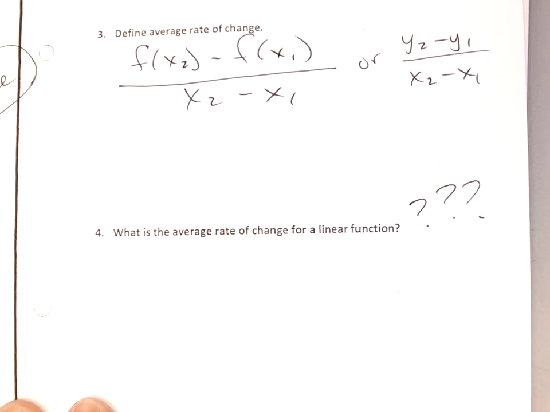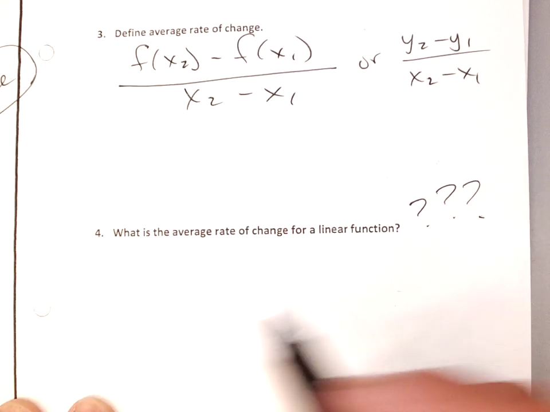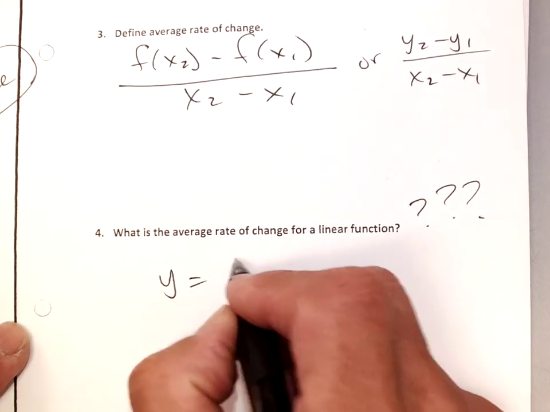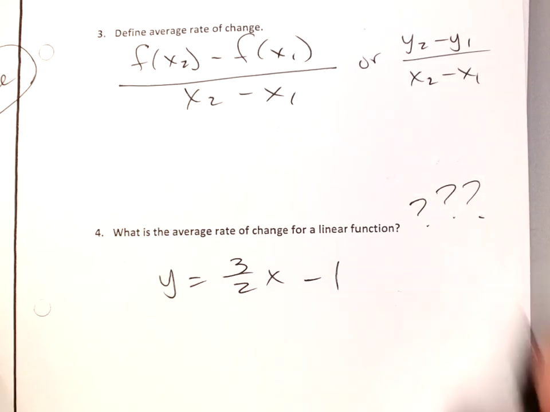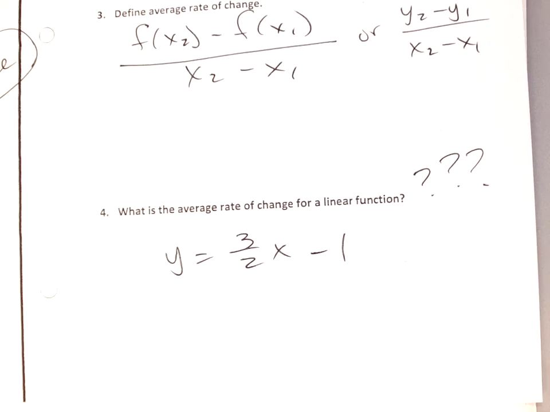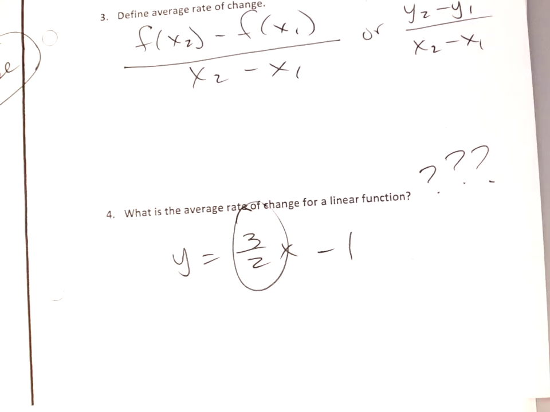What's the average rate of change for a linear function? Y over x? X over y? It is y over x, yes. You're totally right, but I'm looking for something a little simpler. What's the average rate of change? Y equals mx plus b. You're so close. What's the rate of change in this linear form? 3 over 2. Yes.